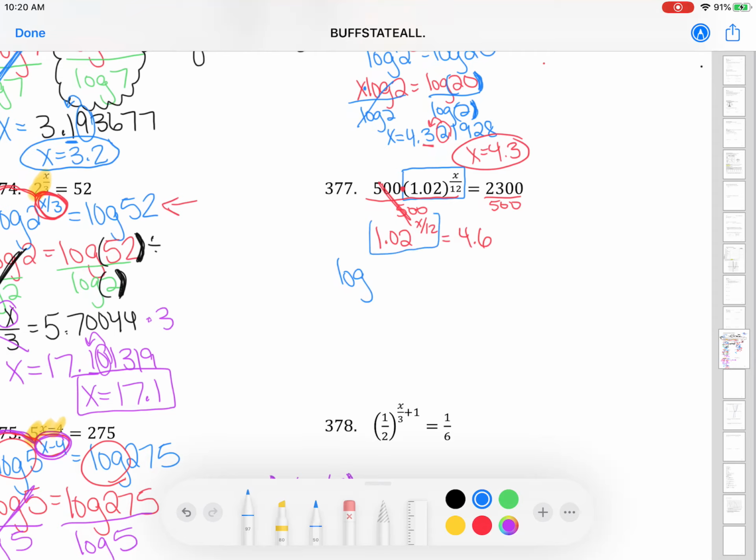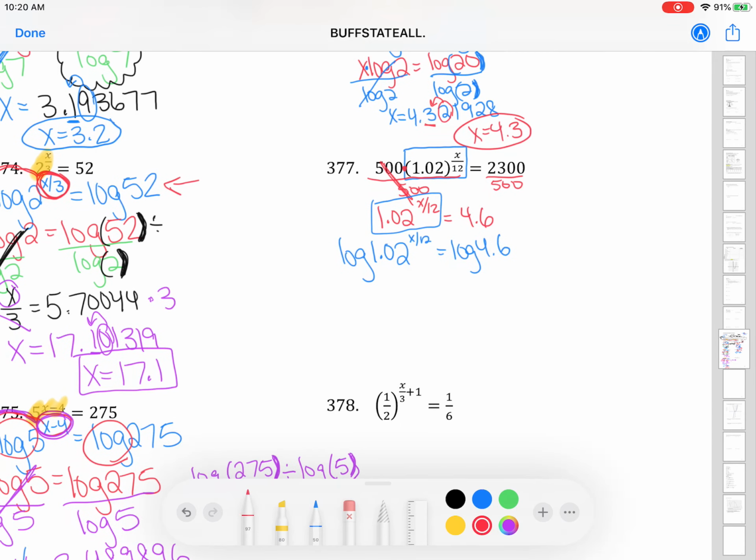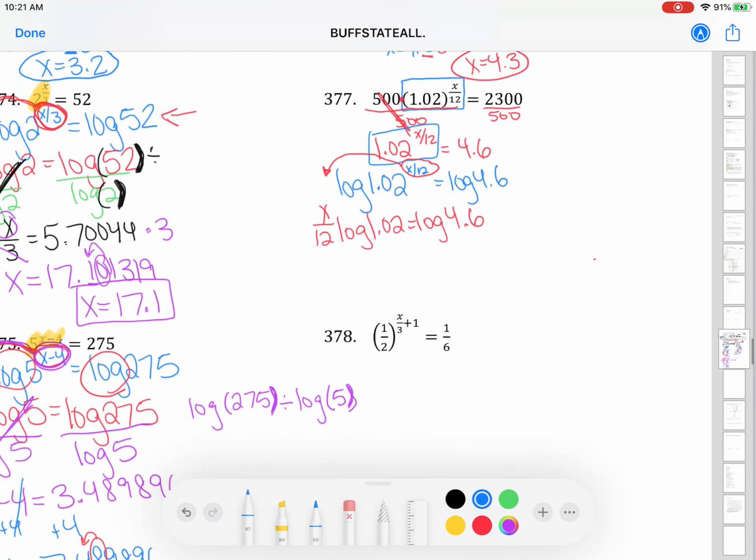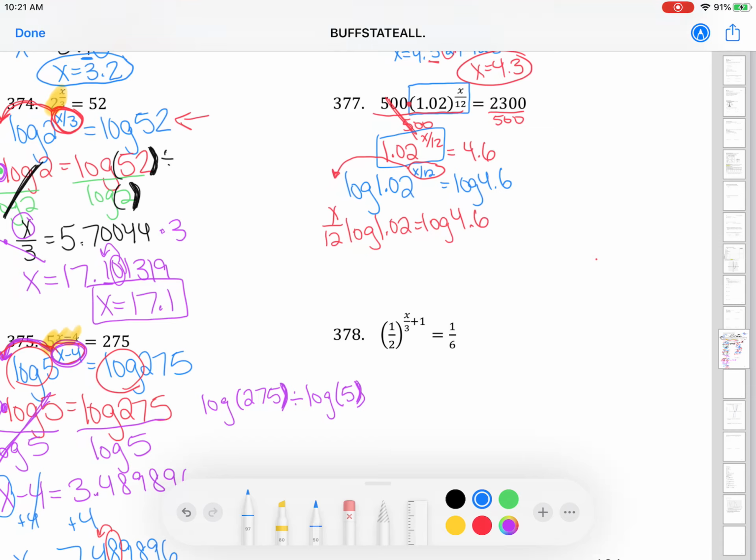Okay, so now I need to write the word log on both sides. Now that I've got this by itself, I'm good to go. So it's the log of 1.02 to the x over 12 equals the log of 4.6. We're now going to take that exponent and bring it down in front because writing the log allows me to do so. So x over 12 is brought down to the front of the log of 1.02, and that's equal to the log of 4.6.